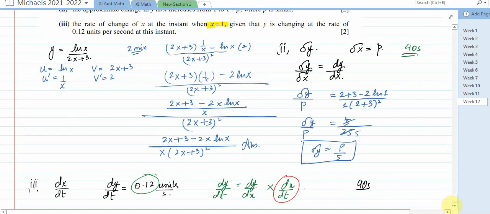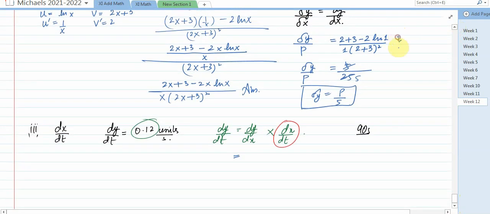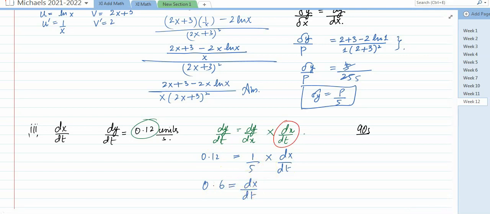Alright, so firstly, dy by dx when x is equal to 1, is what we had to find out here, right? So dy by dx is basically 1 over 5. dx over dt is what we are looking for, and dy over dt is 0.12. So 0.12 times 5 will be 0.6, which is equal to dx over dt. Alright, and that is your answer.